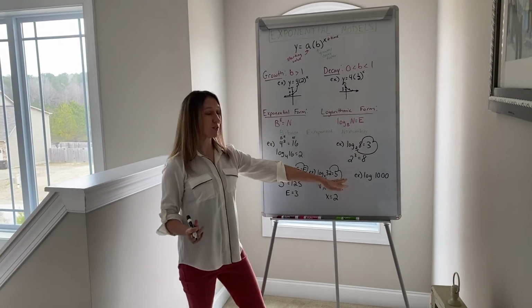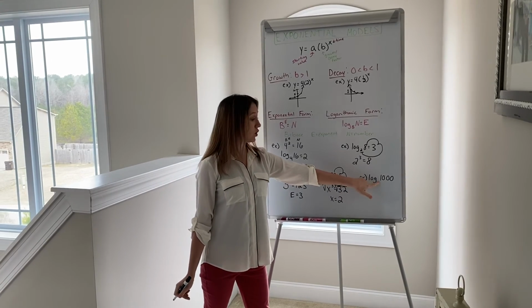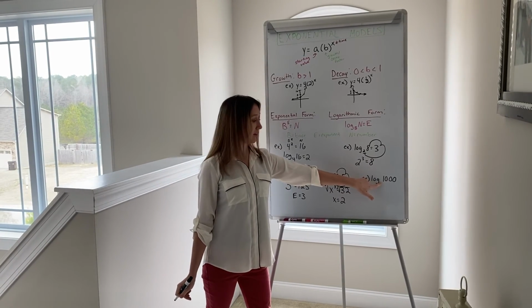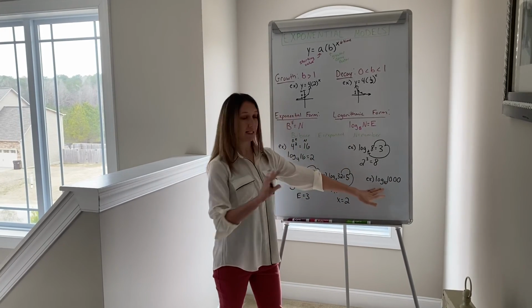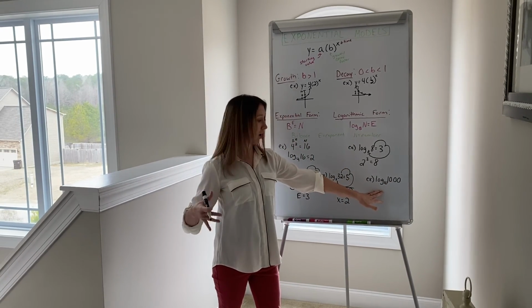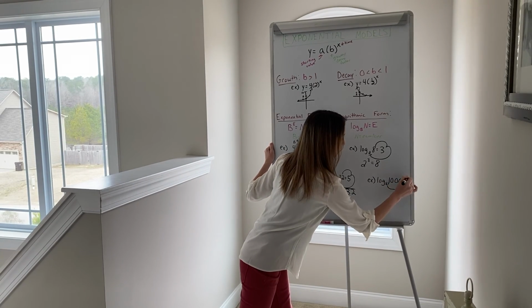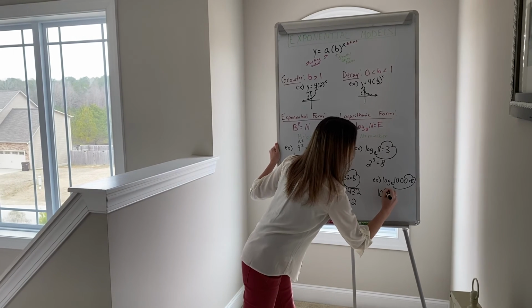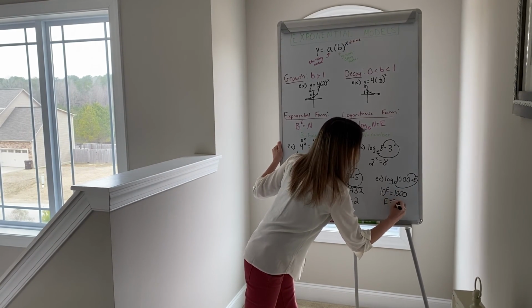And then here, this is what's known as a common log, because there's no base number. Whenever there's no base number, that number is automatically a 10. So it doesn't mean that it's not there, it's just a 10. That's called a common log. So again, if we were going to solve for the exponent of this, we can rewrite it. So it'd be 10 to some power equals 1,000. And so here, e would equal 3 as well.